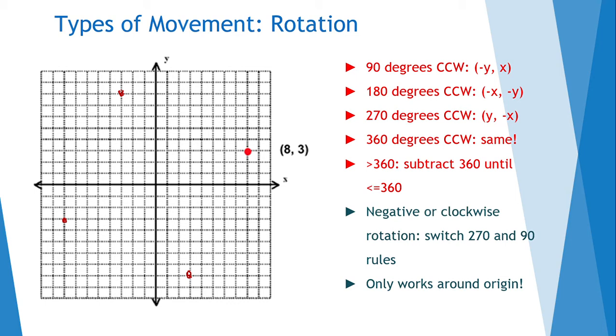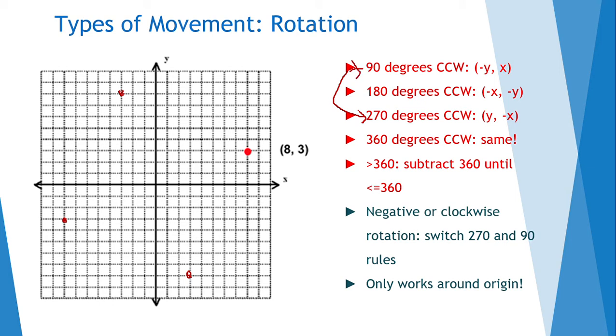If you get a measure beyond 360 degrees, you'll want to remember to subtract 360 degrees from the measure until you end up at something less than or equal to 360, after which you can keep using the rules as normal. Also, keep in mind that all these rotations are counterclockwise. This is the default direction, but if a question asks you to rotate clockwise or to a negative value, you're going to just switch the 90 and 270-degree rule and then proceed as normal.